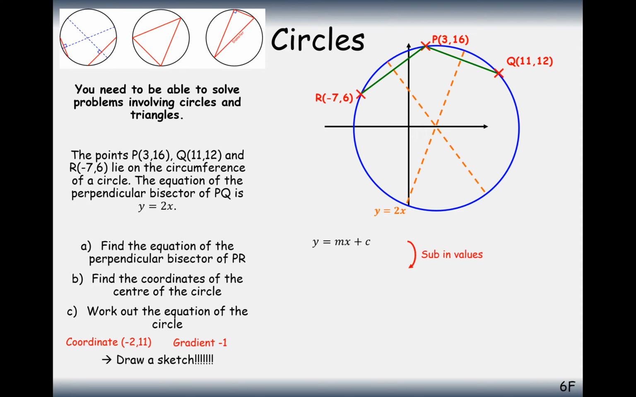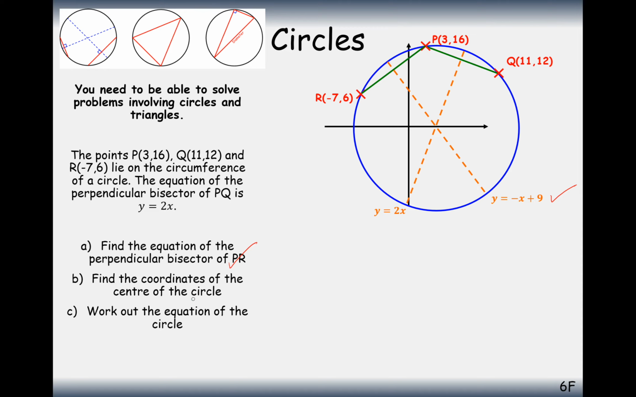So y equals mx plus c. Plug in your coordinates here. So it's going to be 11 equals -1 times the x coordinate of -2. And we're going to get a double negative there. So taking it onto the other side, and we get c is 9. So we get y equals -x plus 9. So that's the equation for the perpendicular bisector of PR, y equals -x plus 9.